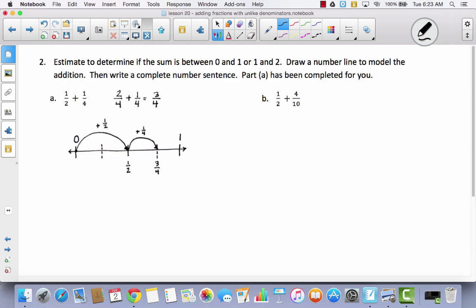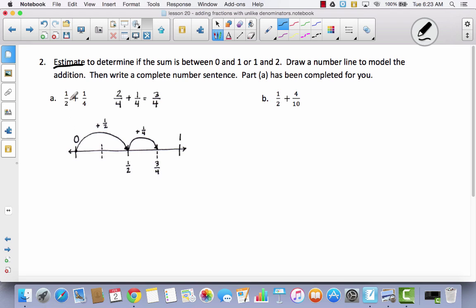All right, on to the back. Now you're going to notice that we have a different set of directions here. First of all, it says estimate to determine if the sum is between 0 and 1 or 1 and 2. Draw a number line to model the addition, then write a complete number sentence. Part A has been completed for you.